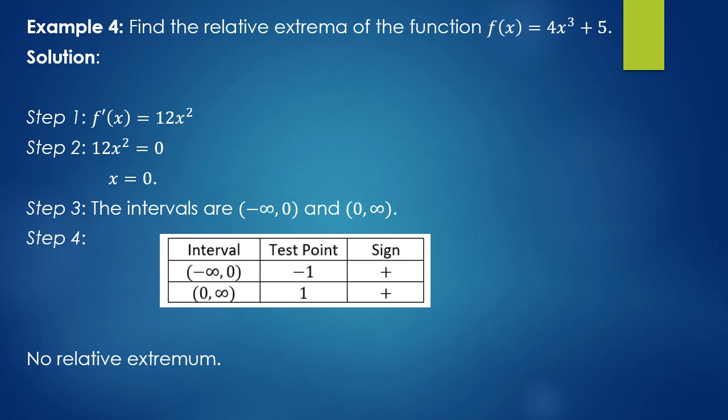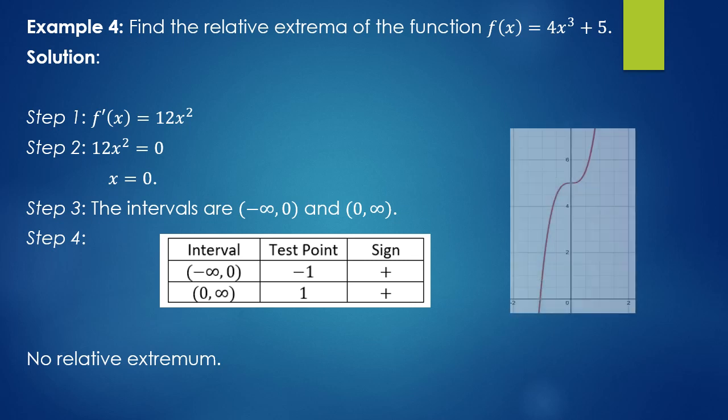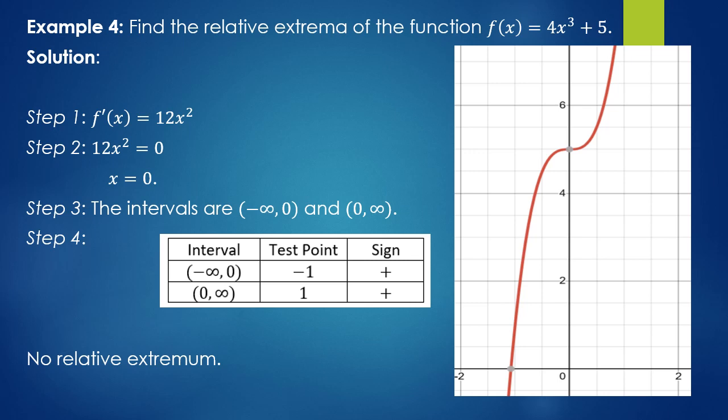Okay, what we have here is increasing and increasing. So it did not change from increasing to decreasing or from decreasing to increasing. So we actually do not have any relative extremum. There's no maximum. There is no minimum. If we look at the graph, 4x cubed plus 5 is actually like this.